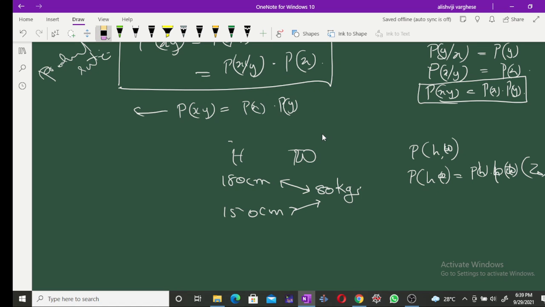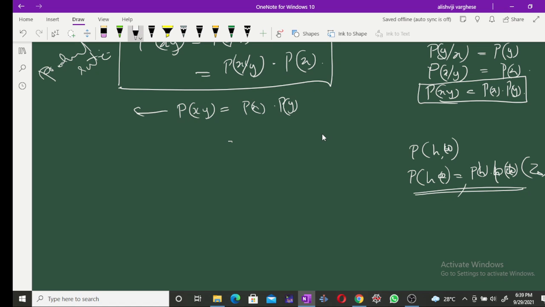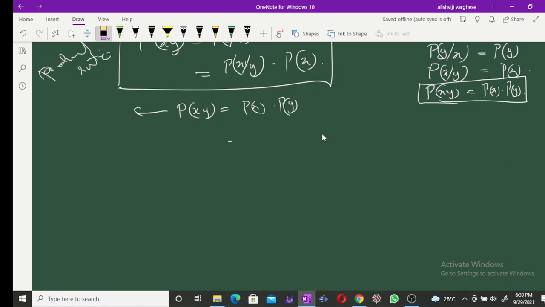So in that case, these two variables h and t are not independent, and the probability density functions p of h t and p of h and p of t do not satisfy this particular relation, and therefore they are not independent. If they are independent, then p of h and w is equal to p of h into p of w. So that is how we define independent random variables.